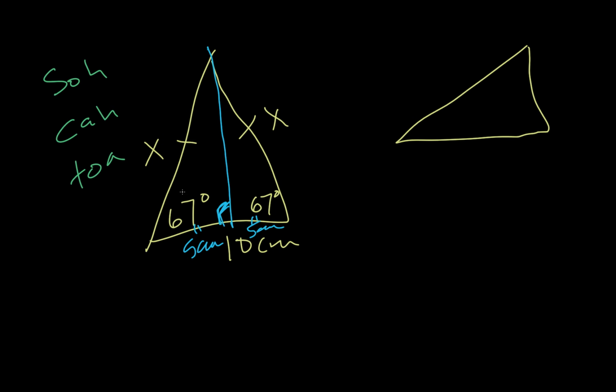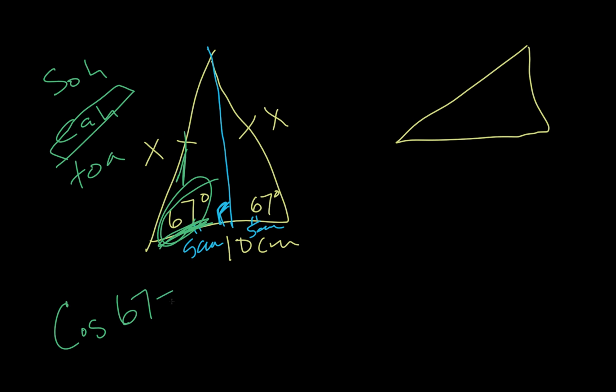And the stuff that we're interested in, the stuff that we know, so if we think of this as our theta, we have the adjacent and the hypotenuse. So adjacent over hypotenuse is going to be cosine. So I'm going to say cosine of 67 equals the adjacent, which is 5, over the hypotenuse, which is x.